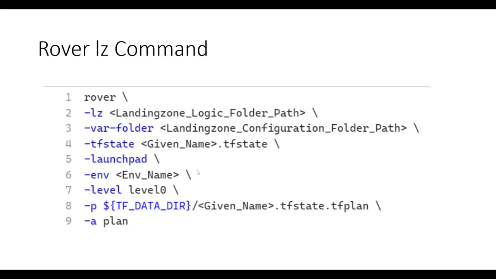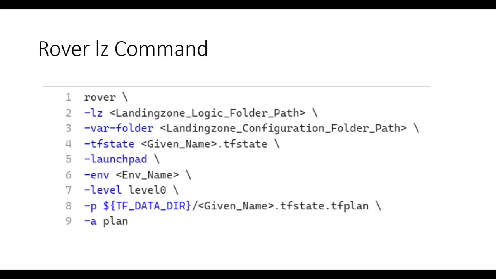Then there is another switch, the environment switch. You have seen in the previous slides that rover is used to deploy or manage different environments. For example, if the environment is dev, it calls the dev environment. If the environment is production, with the same commands and the same landing zone names, it can also manage the production environment. And then there is a level switch, where you have to tell it which level you are referring to.